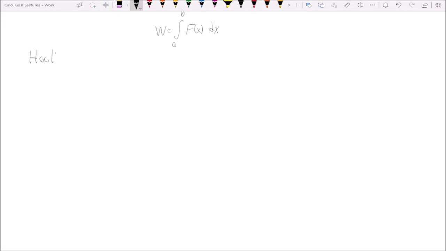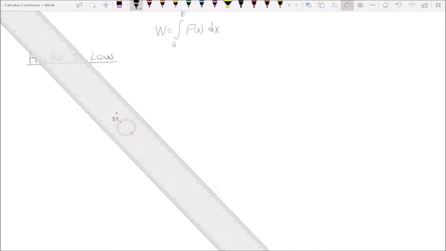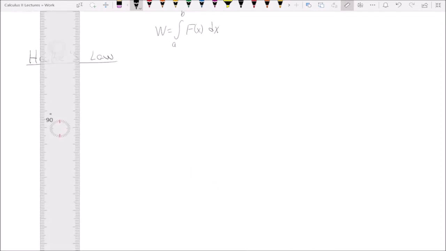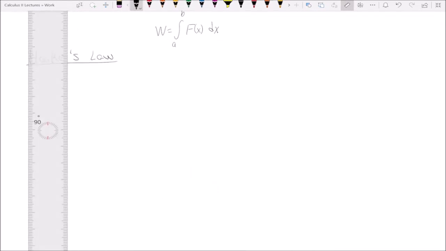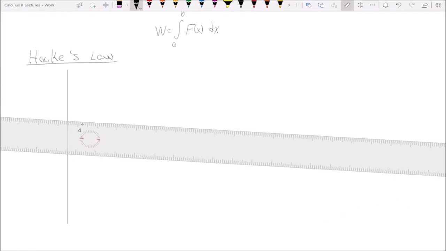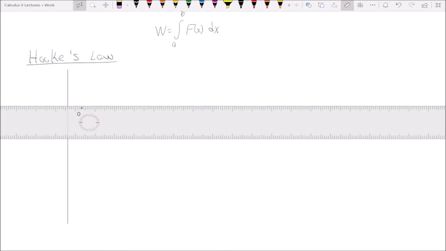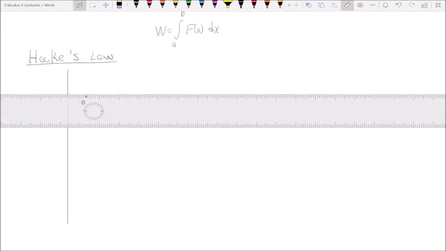We're now going to take a look at a law from physics known as Hooke's law. And this is to deal with springs. Okay, so I want 3 diagrams.